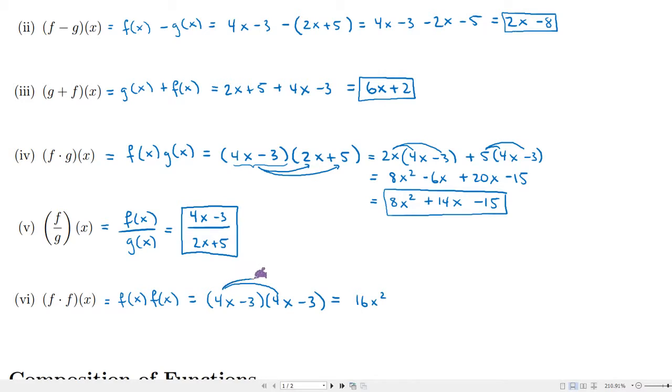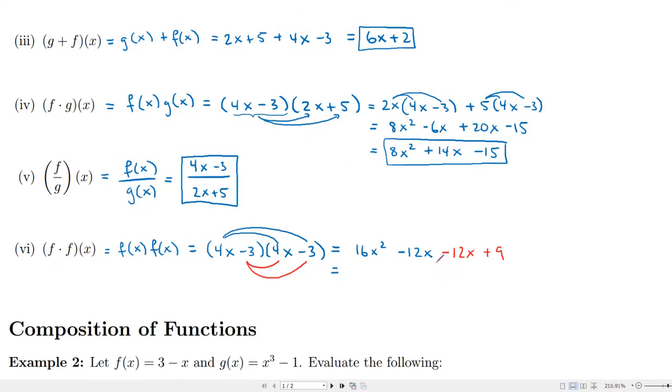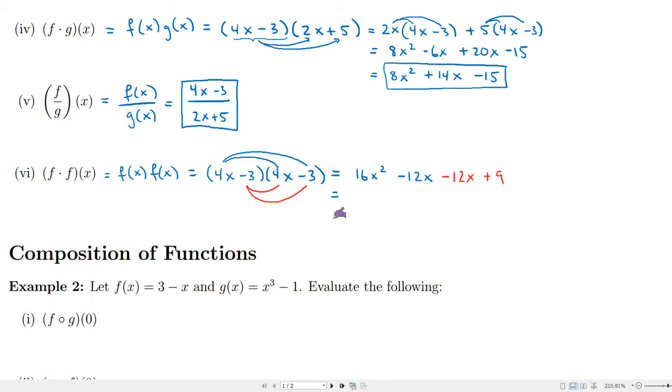The outside terms, so 4x and the minus 3. So what would that be? Minus 12x. And then the inside, so let me switch to a different color so this is a little bit clearer. So now do the minus 3 and the 4x, which gives us another minus 12x. And the last two terms, minus 3 times minus 3, will be positive 9. But then we can simplify this, combine like terms, and we'll get our answer. So the only thing that we can really combine here is the minus 12x's. So we'll actually have 16x squared minus 24x plus 9. Okay.